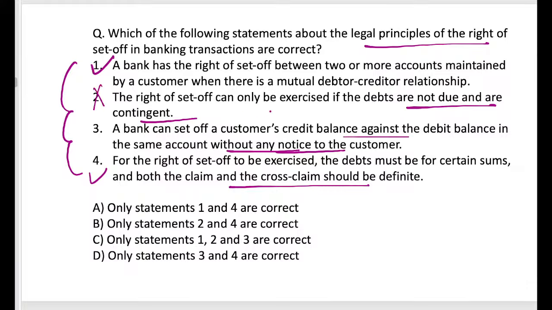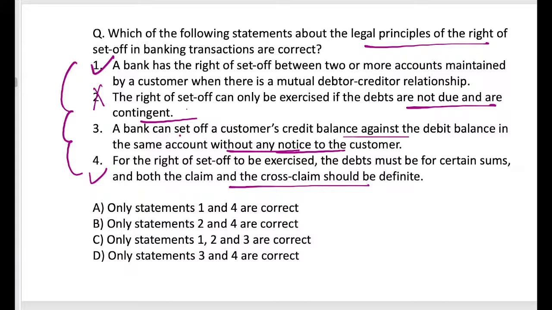A right of set off can only be exercised if debts are not due and are contingent, ठीक है, we cannot apply it on contingent, so this is wrong. Contingent means their occurrence may or may not happen, right? हो सकता है वो liability बने ना बने.